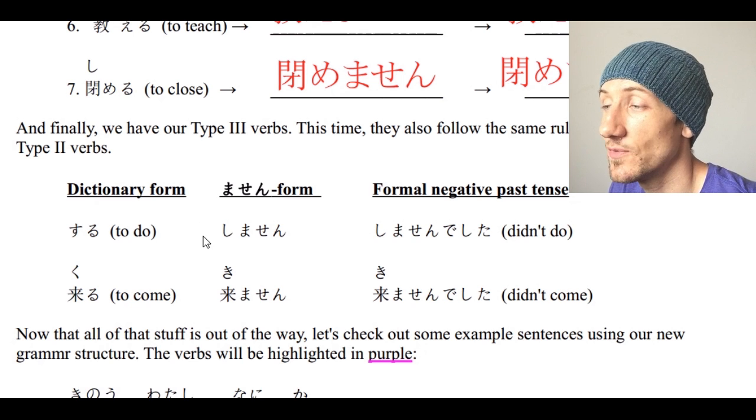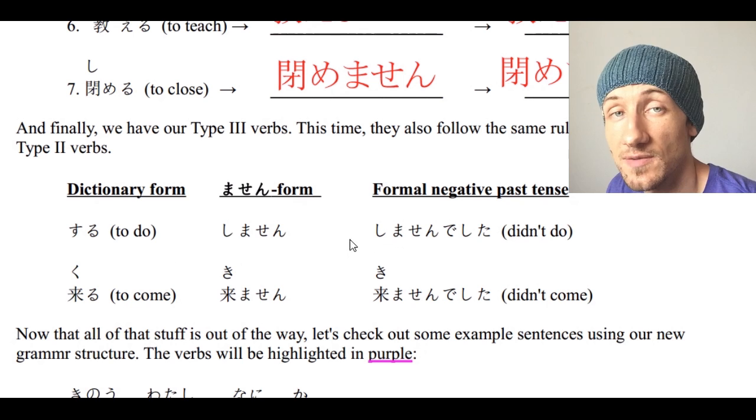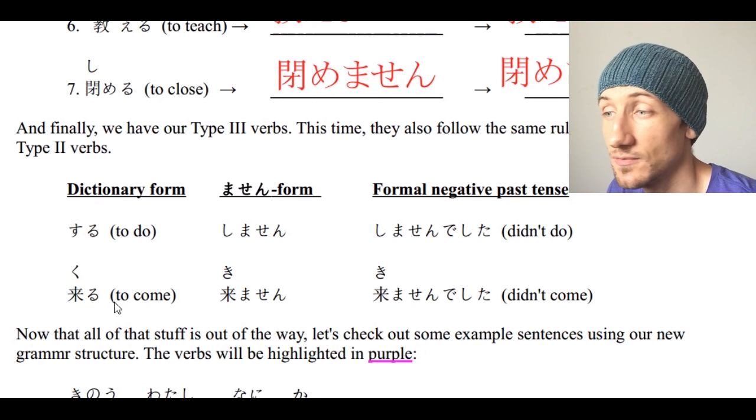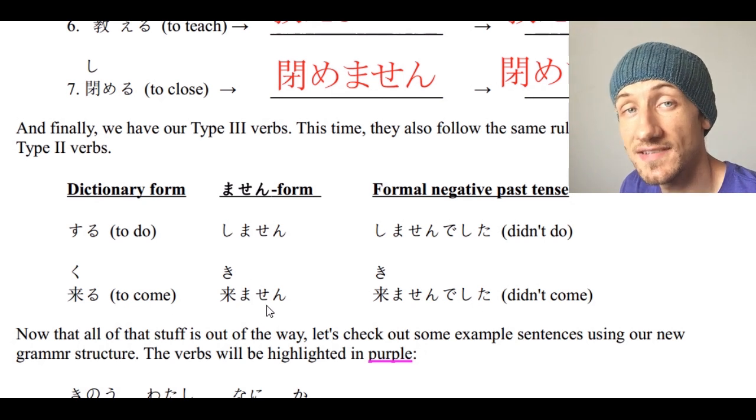And even though they're irregular, they follow pretty basic rules just like everything else. We're just going to add deshita to the imasen form. So suru becomes shimasen, shimasen deshita. And kuru becomes kimasen, kimasen deshita. Okay, and that's it. So now we're going to take a look at some example sentences.